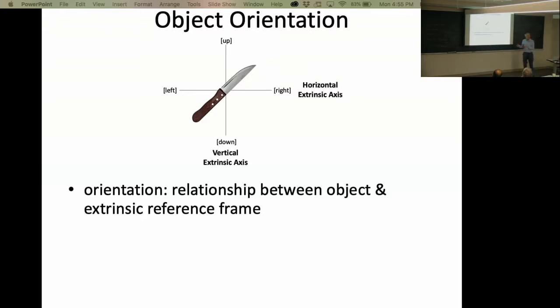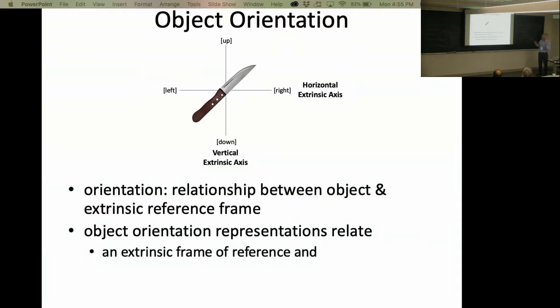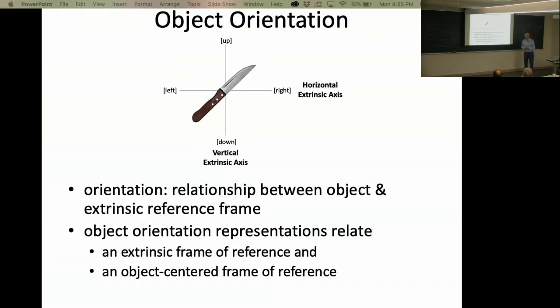And I should say here that I'm going to be talking about two-dimensional representations, although the approach can be extended to three. And what I want to suggest is that representations of object orientation in the brain relate an extrinsic frame of reference, like I've talked about here, but also to an object-centered frame of reference. We've already heard of object-centered representations mentioned earlier today. All right, so what exactly do we mean by an object-centered frame of reference?